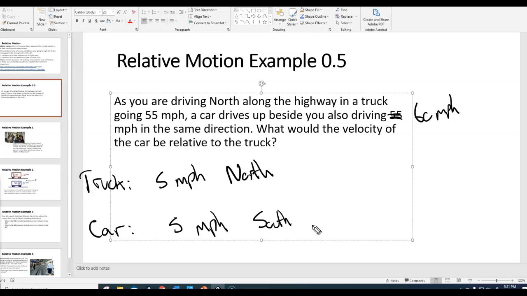Okay, now is the truck really going 5 miles per hour south? No, of course not, because the truck is still going 55 miles per hour north. Okay, but relative to me inside the car, it looks like the truck is going backwards. Okay, so that is example 0.5. Pause it there if you need to look at that. And now we're just going to do a few more examples with relative motion, and hopefully you get the hang of this.